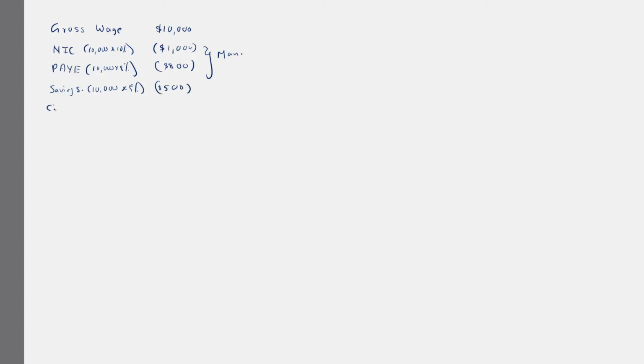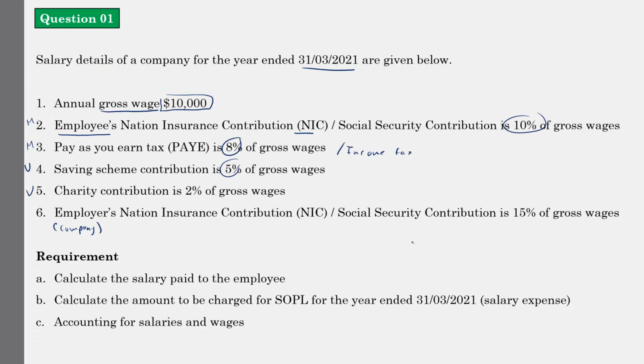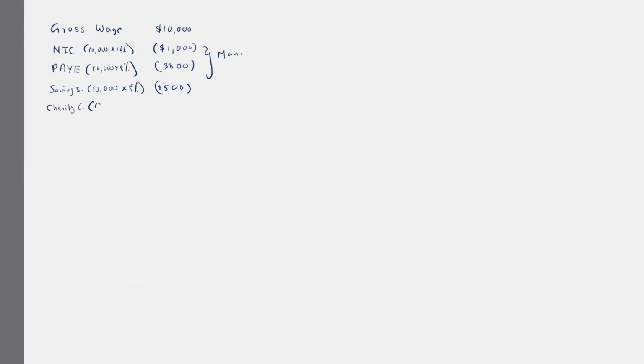And you have the charity contribution. Charity contribution, how much is that? Charity contribution is 2% of your gross wages. 10,000 into 2%, how much is that? $200. Then these two are what? These two are voluntary contributions. So these two are mandatory reductions, NIC and PAYE tax. Saving scheme contribution and charity contribution, those are voluntary reductions.